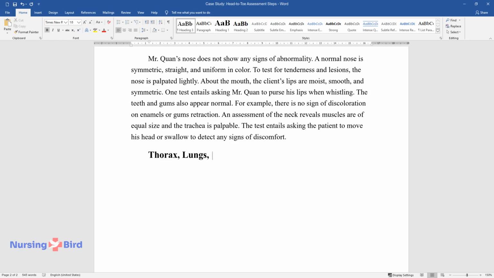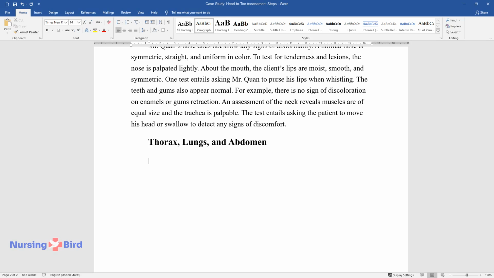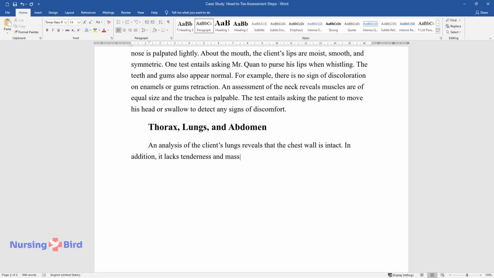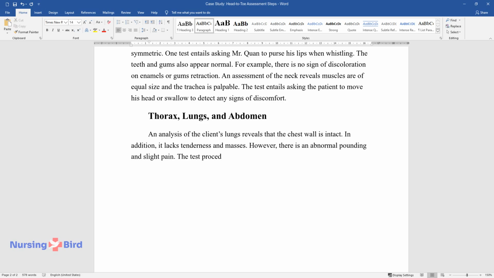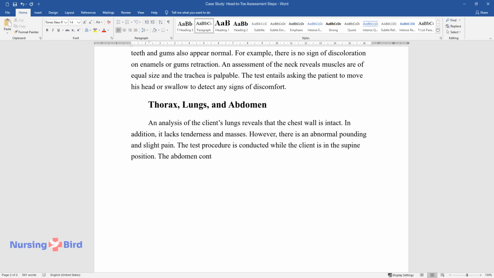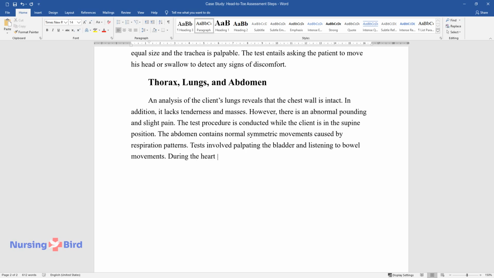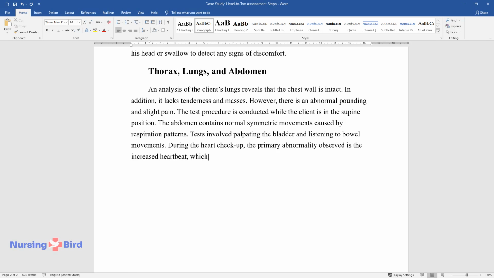Thorax, lungs, and abdomen. An analysis of the client's lungs reveals that the chest wall is intact. In addition, it lacks tenderness and masses. However, there is an abnormal pounding and slight pain. The test procedure is conducted while the client is in the supine position. The abdomen contains normal symmetric movements caused by respiration patterns. Tests involved palpating the bladder and listening to bowel movements. During the heart checkup, the primary abnormality observed is the increased heartbeat, which is above the normal level.